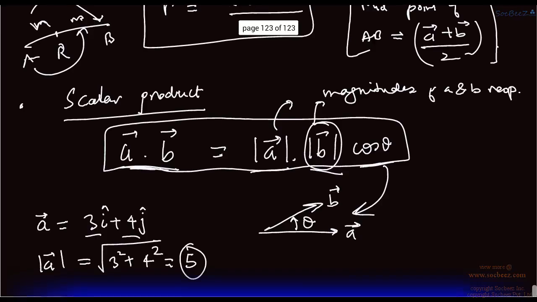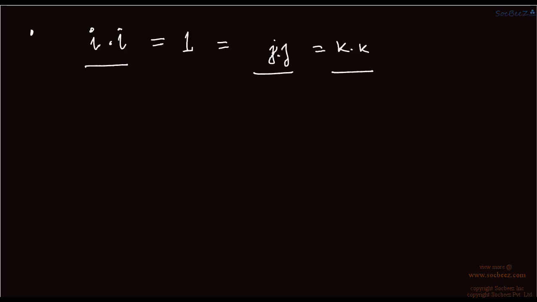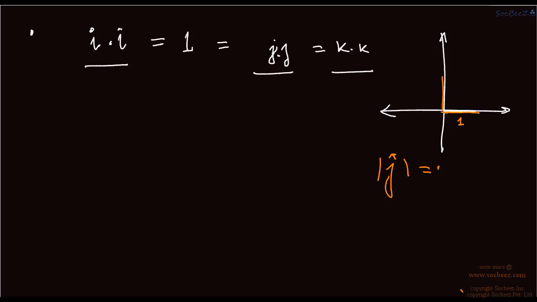Now I am going to tell you some important equalities which hold between vectors. First of all, I dot I is 1, and this is also equal to J dot J. That is the dot product of these vectors I cap, J cap and K cap. I cap is a unit length vector. The modulus of J cap is 1. This is 1.